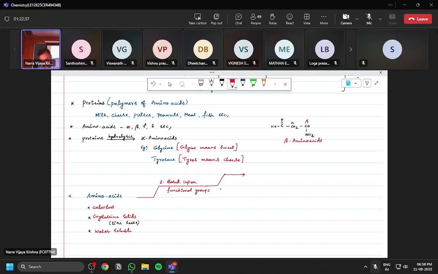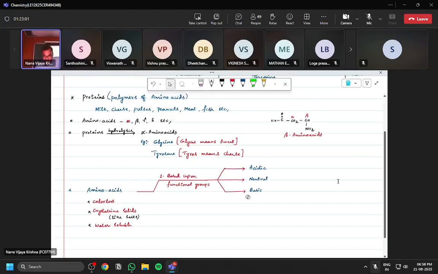So based upon the functional groups present, it is classified into three types: acidic, neutral, basic. Basic means that amino acids will have extra NH2 groups. Acidic means extra COOH groups. Neutral means normal, right? Next.